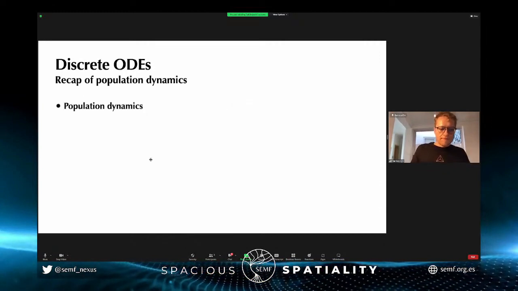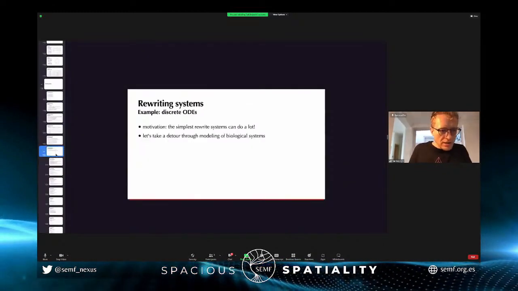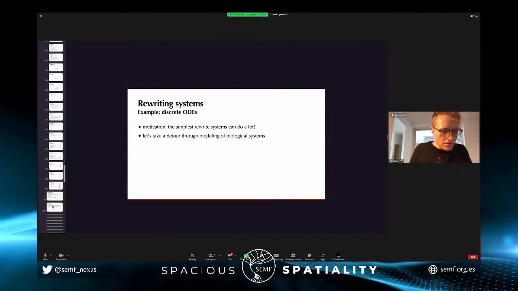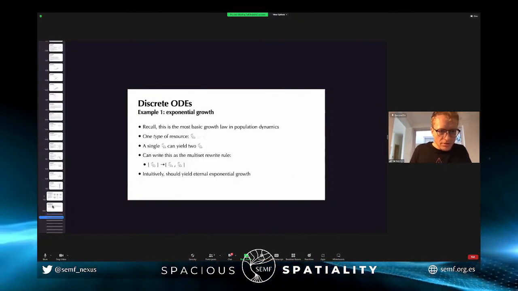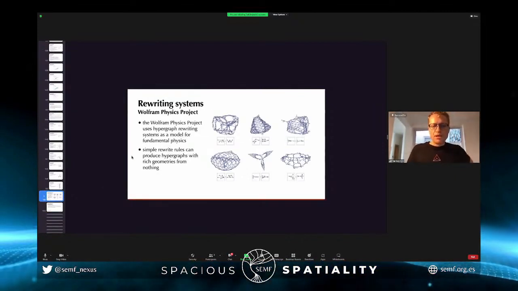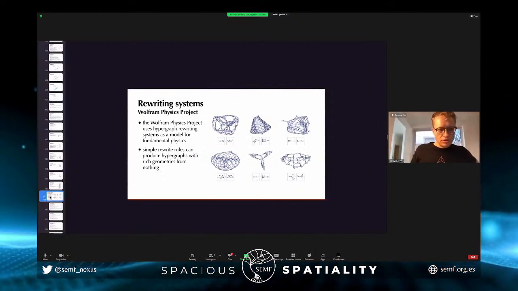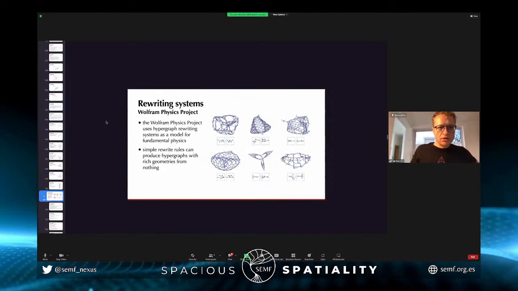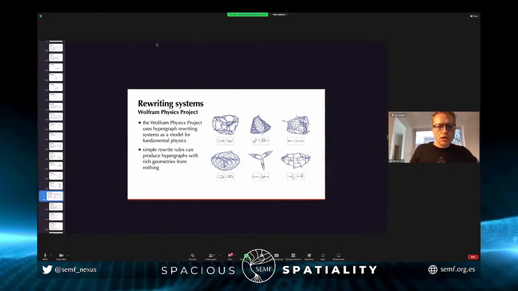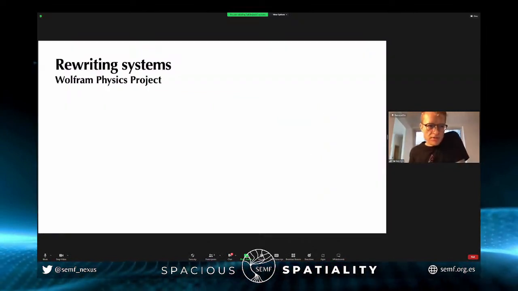Okay. Oh, this was the section that I was supposed to skip. I don't know how that happened. I think I might have accidentally duplicated it. Yeah, there we go. I was going to show an example of rewriting systems that naturally model a sort of discrete counterpart of ordinary differential equations, but we don't have time for that.